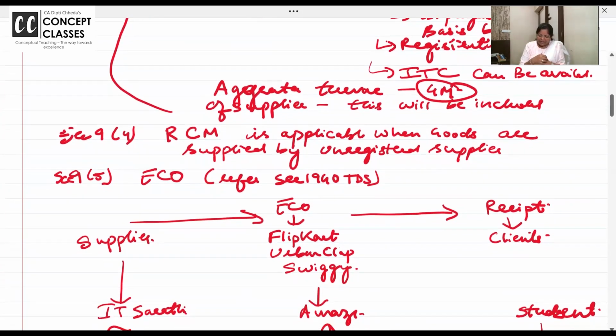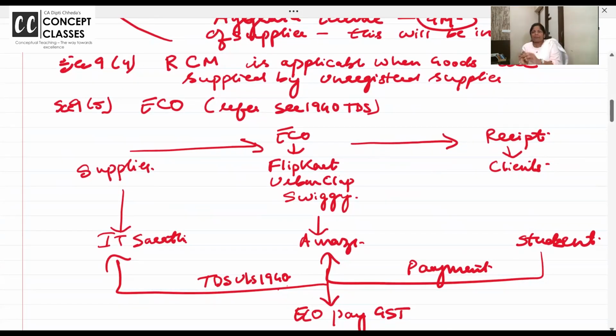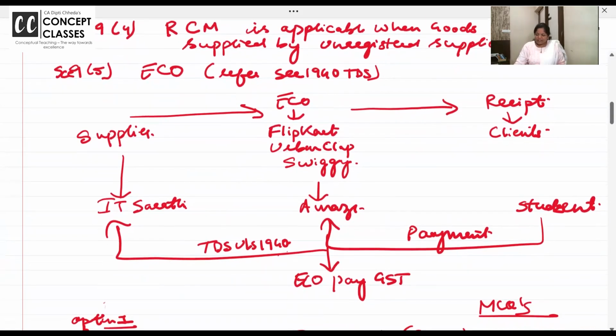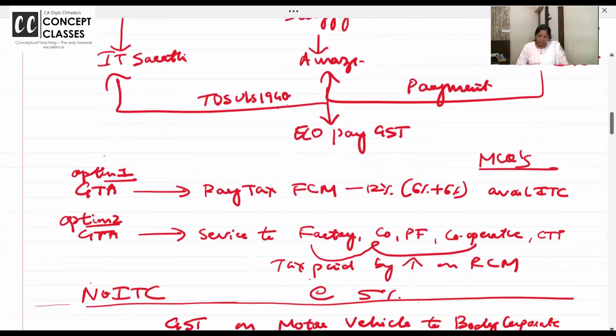And 9.5 is e-commerce operator. E-commerce operator is neither the supplier nor the recipient. He is the middleman. Online portals, Flipkart, Urban Clap, Swiggy, Amazon, whatever. He sells to customer, customer pays him the money. Can you see on screen? And then he deducts TDS and gives it to supplier. This is TDS 194 of income tax. पर GST कौन charge करेगा? E-commerce operator. Who will pay the GST to government? E-commerce operator. Clear? Right.